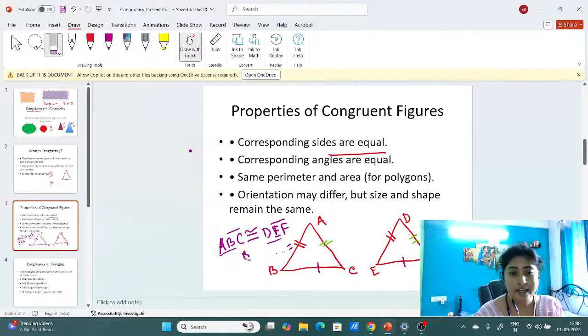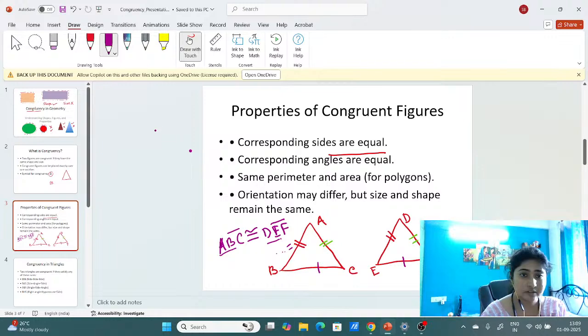Corresponding side we have to write. That's why this word corresponding is very important here. Okay, so this is very important. Place 3-star marks on it.